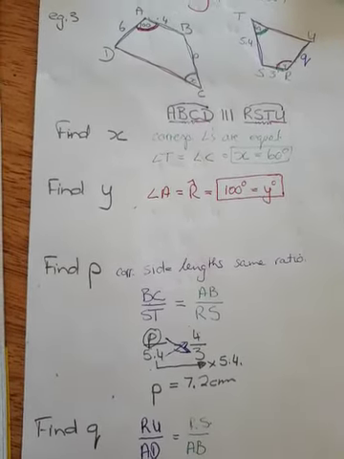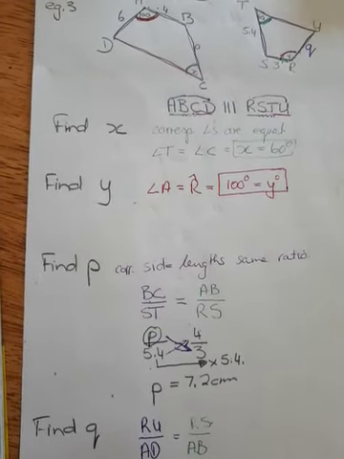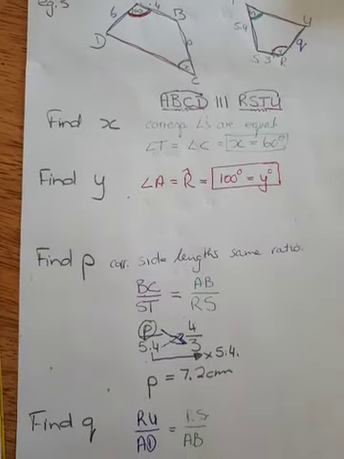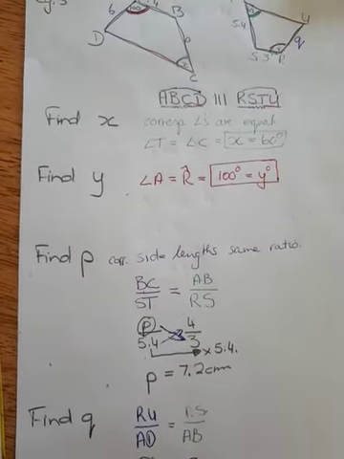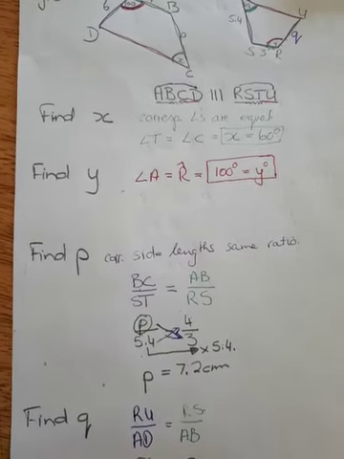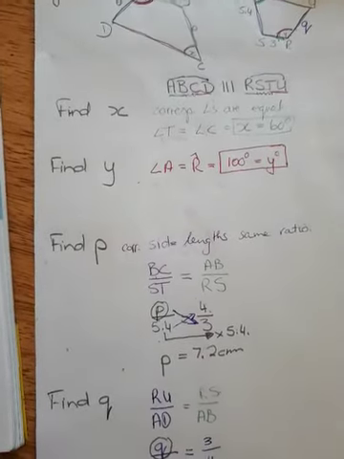Then the same thing. We want to know Q. We move over the 6, which becomes multiplied by 6. Then our answer for Q will be 4.5 centimeters. So this is really the same as the previous example.